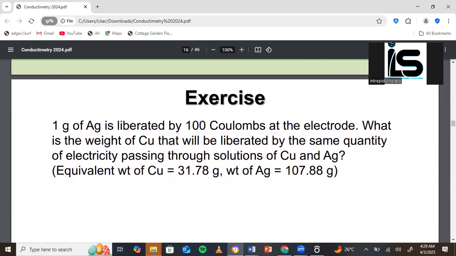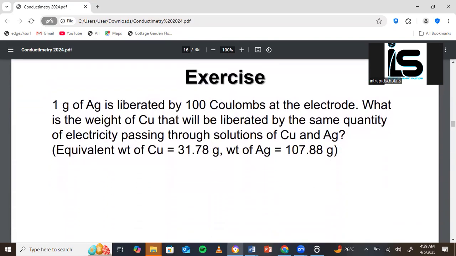We have been given a very simple question to try with respect to the second law so that it can enhance our understanding of the second law. It states that 1 gram of silver is liberated by 100 coulombs at the electrode. What is the weight of copper that will be liberated by the same quantity of electricity? So the same quantity of electricity commits the whole thing to the second law, right?